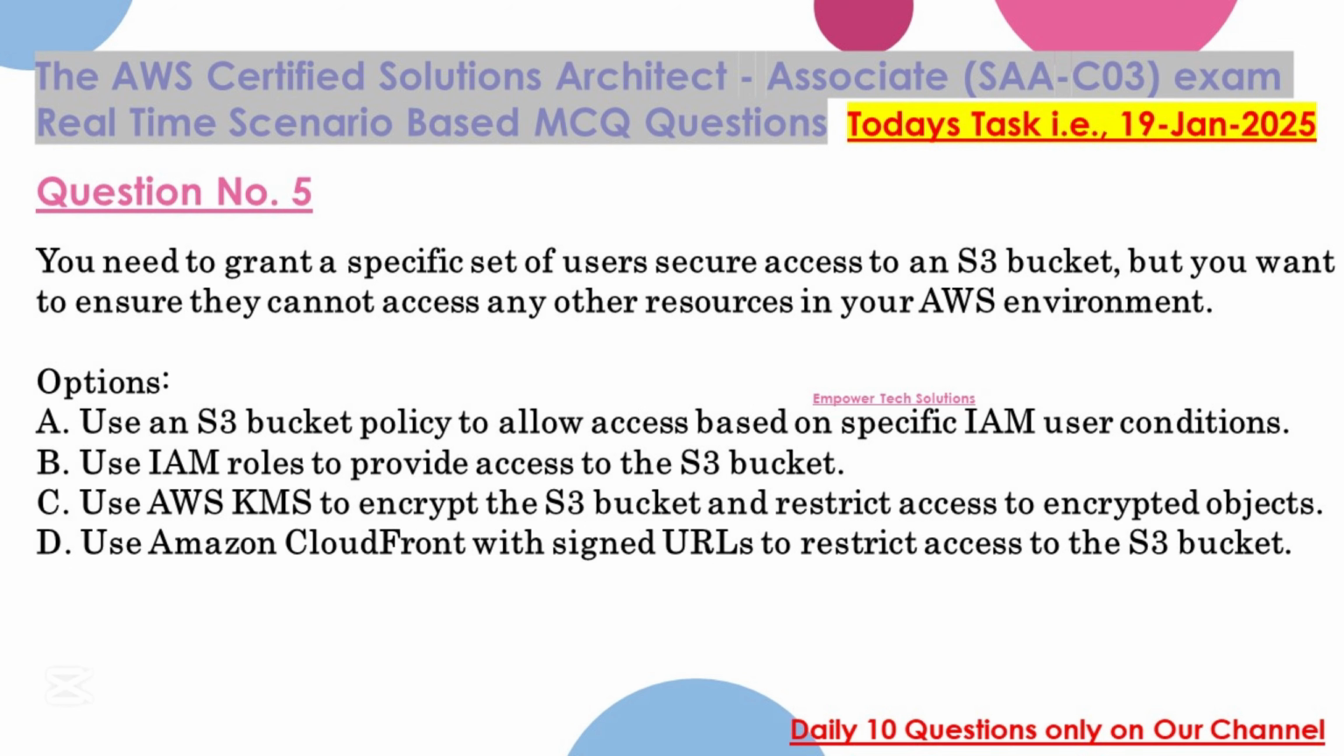You need to grant a specific set of users secure access to an S3 bucket, but you want to ensure they cannot access any other resources in your AWS environment. Options: A. Use an S3 bucket policy to allow access based on specific IAM user conditions. B. Use IAM roles to provide access to the S3 bucket. C. Use AWS KMS to encrypt the S3 bucket and restrict access to encrypted objects. D. Use Amazon CloudFront with signed URLs to restrict access to the S3 bucket.